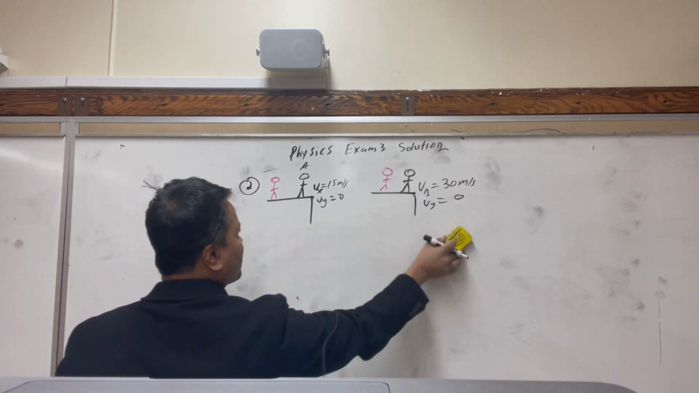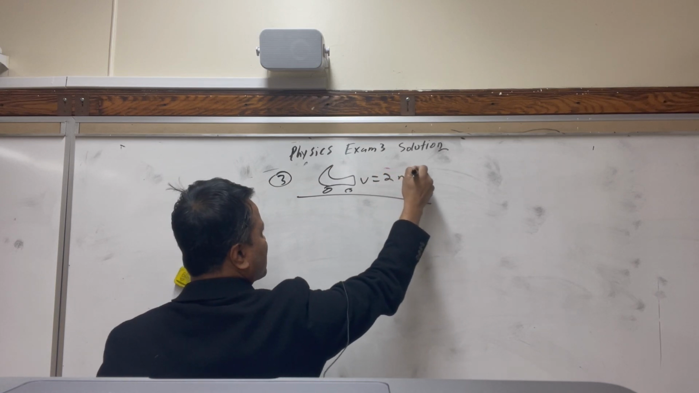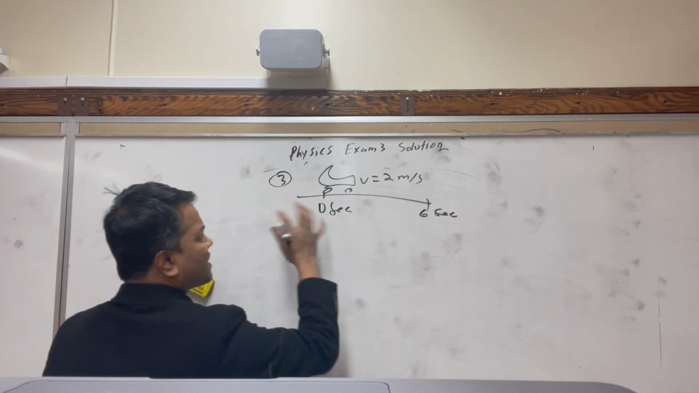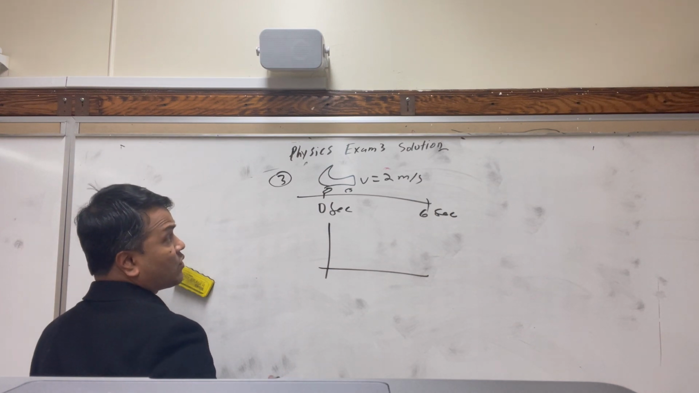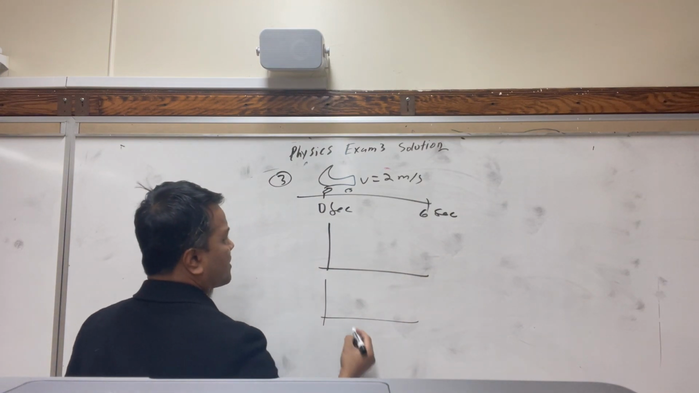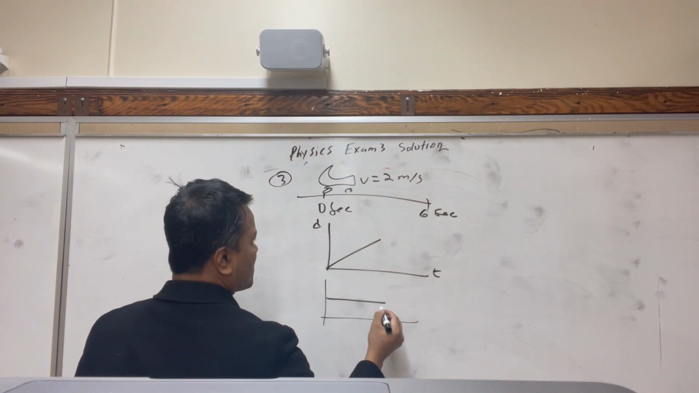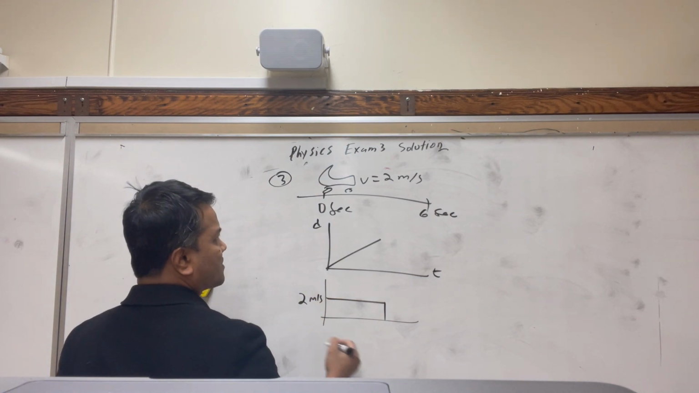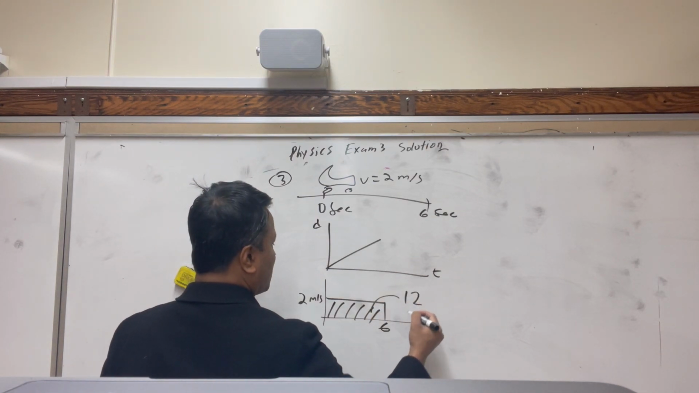go to problem number 3. Number 3, an object is moving 2 meters per second for 6 seconds. How much distance can the object move? All right, so we can do a dt graph and vt graph. So this is going to be easy. So the object is moving, so this is a dt graph. Velocity is 2 meters per second, so this is going to be 2 meters per second, and this is going to be 6 seconds. So this is 12 meters.